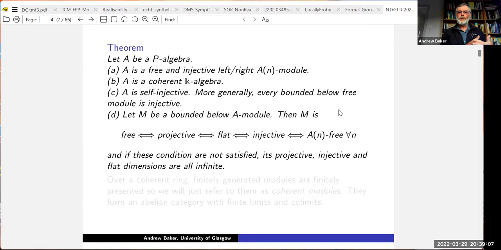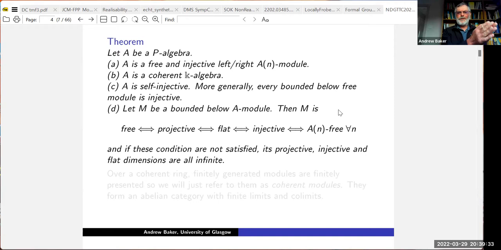And then for those who like thinking about homological algebra, if these conditions aren't satisfied, then you have infinite projective, injective, and flat dimensions. So, you know, these are sort of conditions that a ring and module theorist would be interested in. Now, if you think of the case of a Frobenius algebra, you basically get all of this as well. So this is a generalization of very standard facts about Frobenius algebras.